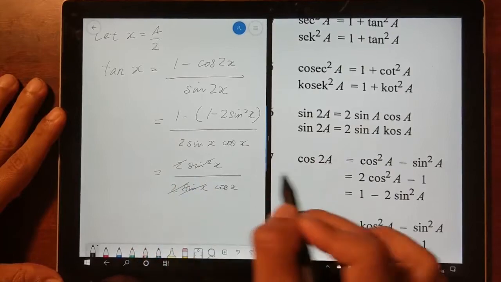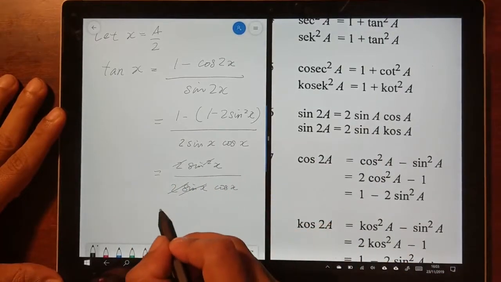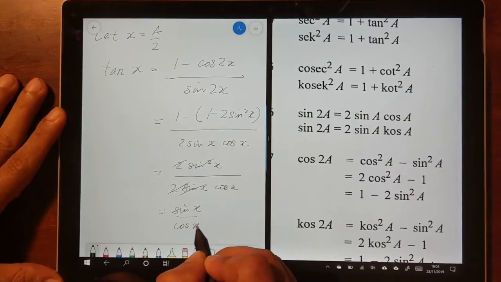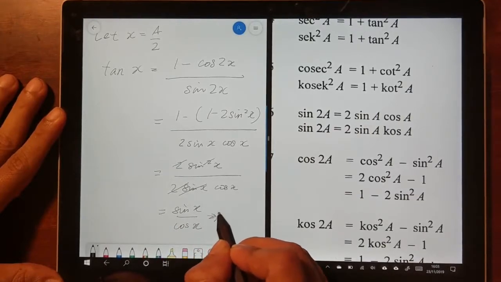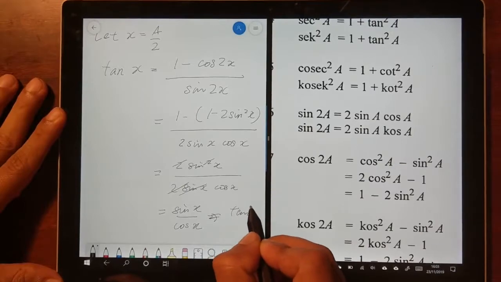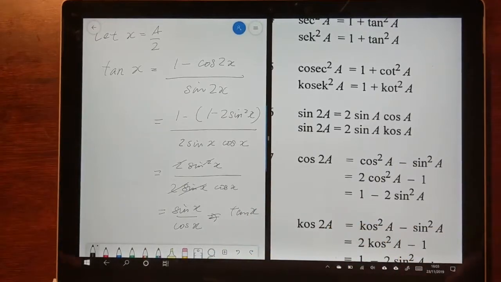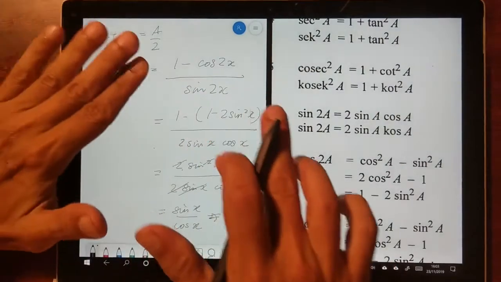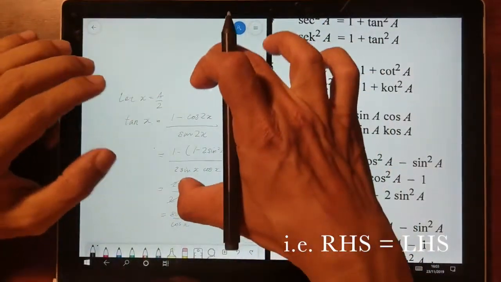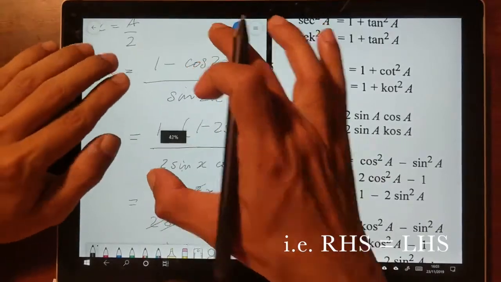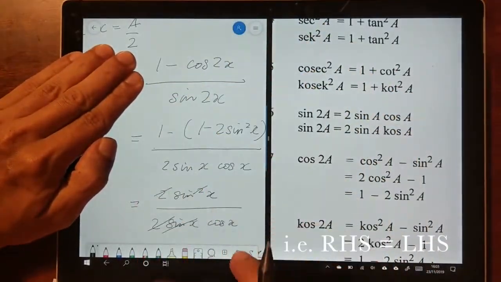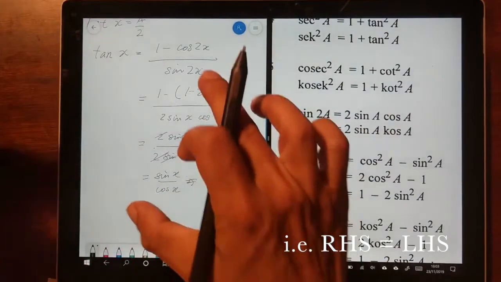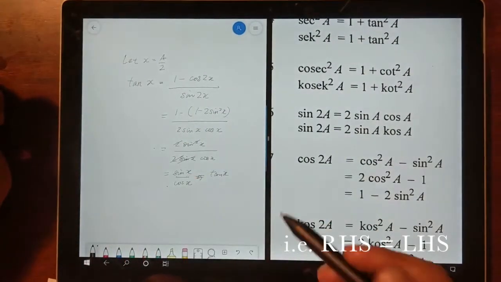Eliminate the square, eliminate 2. That leaves you sine x over cos x, which is tangent x, equal to tangent x. Well, obviously you've got to rewrite this. Now you say that the right hand side is equal to this, and work it out and show that it's equal to tangent x, which is the left hand side. But anyway, I'm just taking shortcuts here. That proves the identity.